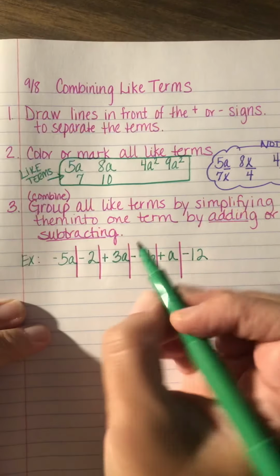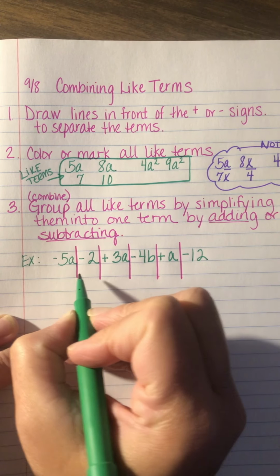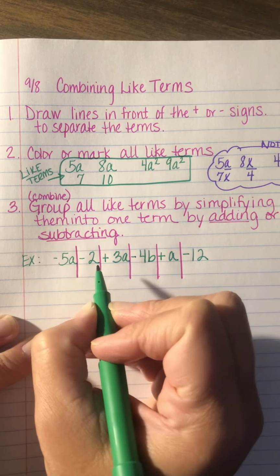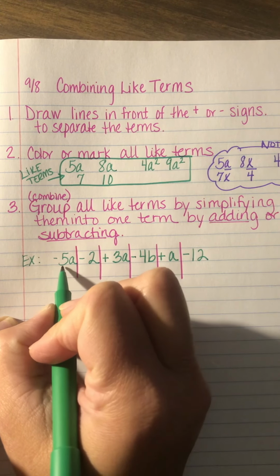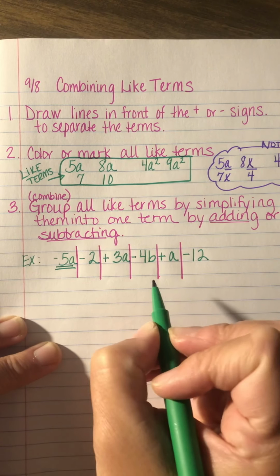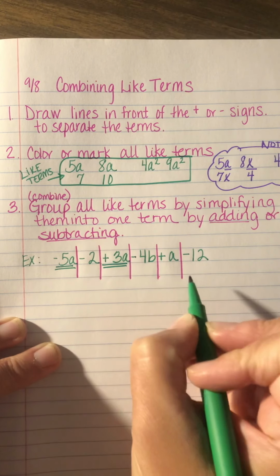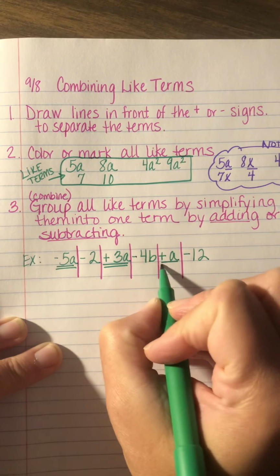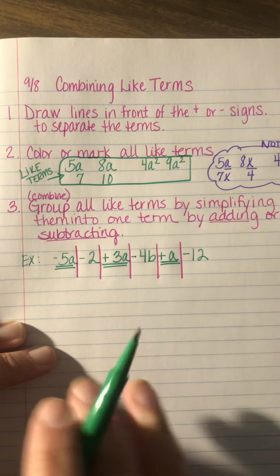So I'm just going to use my pen here, and anything that's the same, I'm going to mark it with the same marking. So I could use like an underline or a circle. Here I have negative 5a. So anything that has a variable of a would be considered a like term. 3a is a like term. This plus a, which remember is 1a, is a like term.